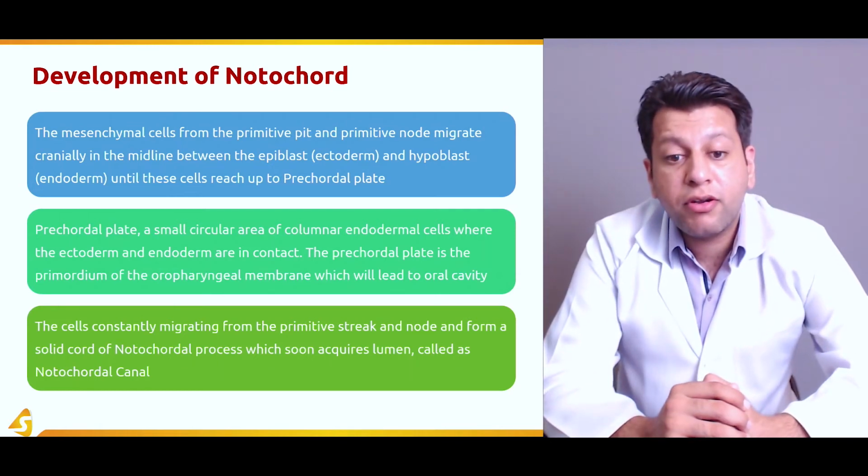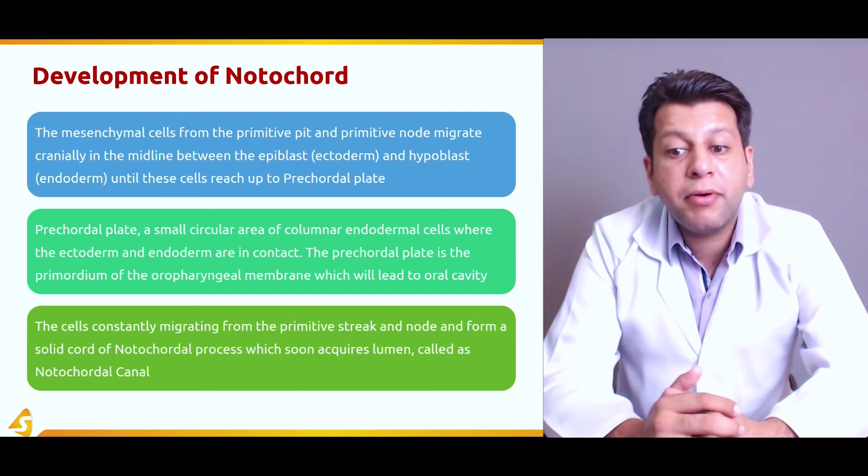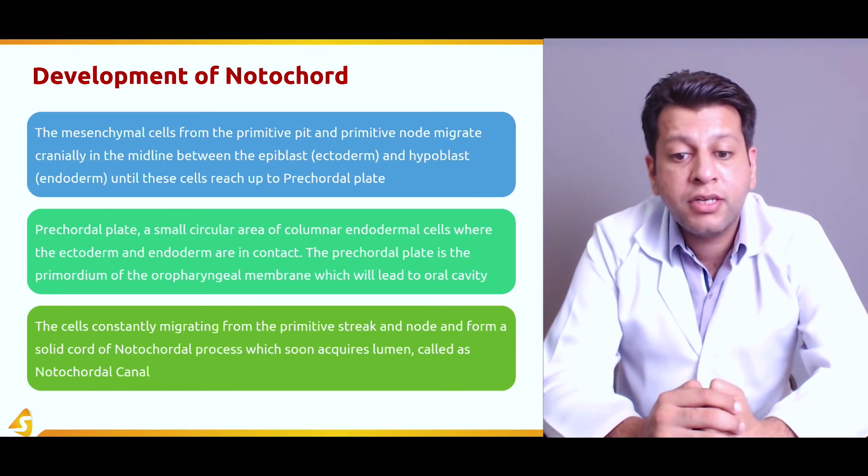Coming to the development of the notochord. The mesenchymal cells from the primitive pit and primitive node migrate cranially in the middle between the epiblast and hypoblast until these cells reach the precordal plate.